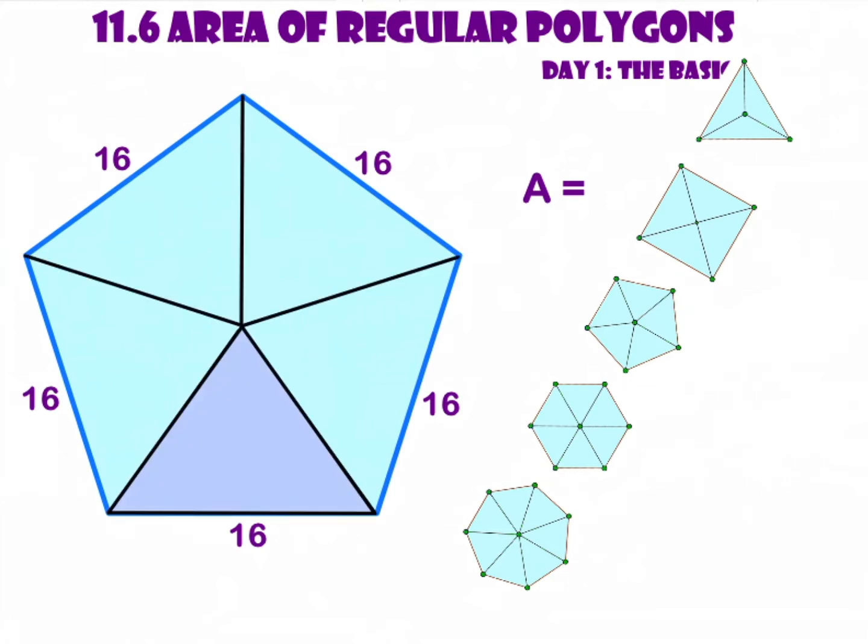And the reason for that is because it creates congruent triangles. And then if we can just find the area of one of those triangles, then we can multiply and find the area of the whole shape. One measurement you do need to know, though, is the height of the triangle. And that'll be true for all of our regular polygons. We'll need the height of those triangles.